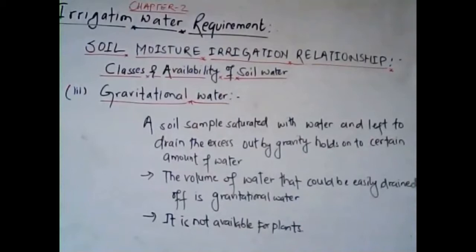The third type of water available in soil is gravitational water. When the soil sample is saturated with water and it is left to drain out by gravity, a certain amount of water can be held in the soil, but this is not readily available to the plant for growth. This volume of water that is easily drained off through gravitational force is called gravitational water, and it is not available to the plants for growth.